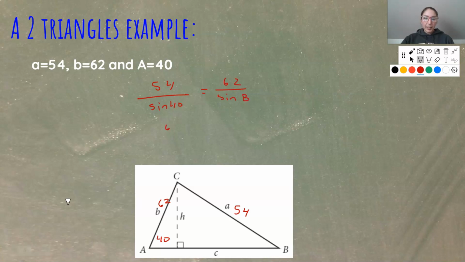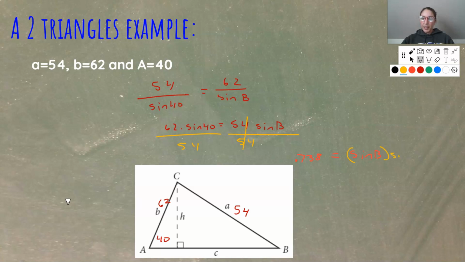Okay, cross multiply. 62 times sine of 40 equals 54 times sine of B. Divide everybody by 54. Okay, sine of B then is equal to 62 times sine of 40 over 54. 62 sine of 40 divided by 54. 0.738. Okay, is that between -1 and 1? Yes, it is, which means we can inverse it and be totally fine.